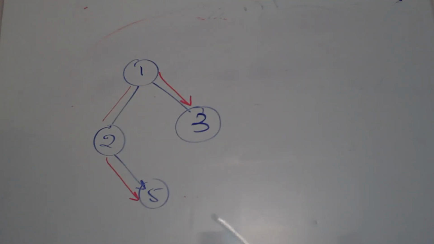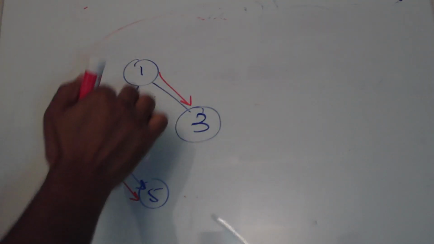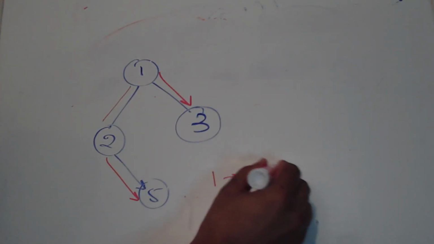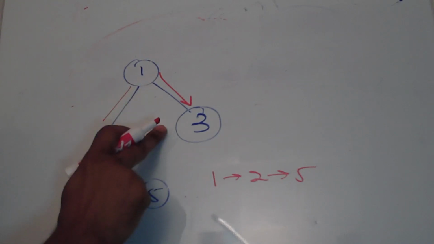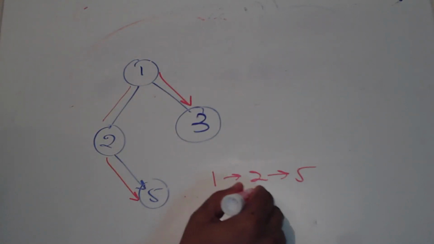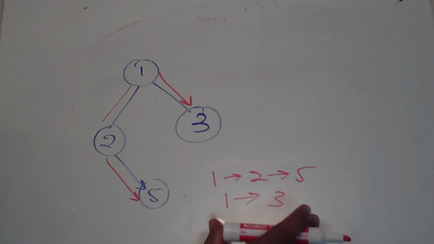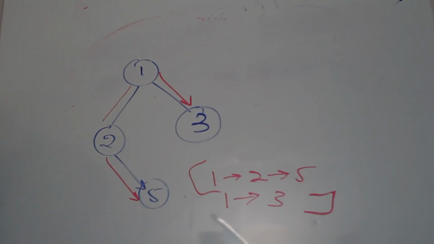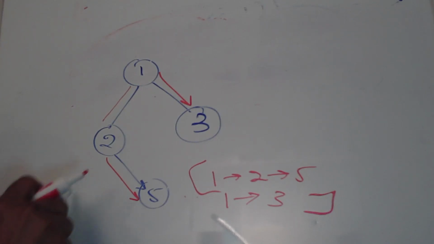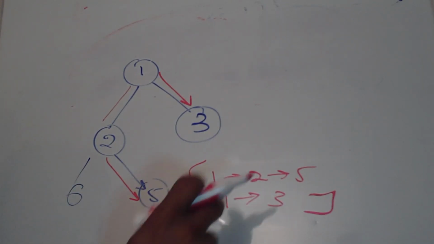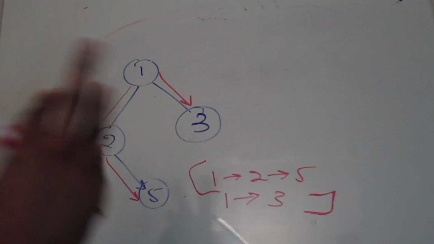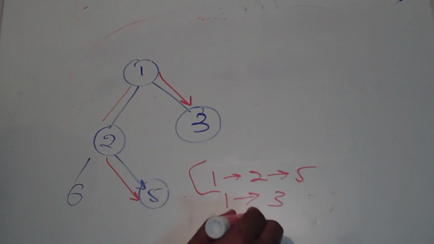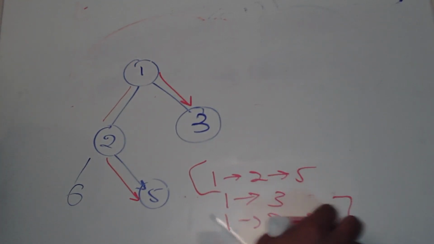In this case we have to return, this is one root to leaf, that is 1 to 2 to 5, and another root to leaf is 1 to 3. This is what it wants as an array. So basically if there is maybe another node, let's call it 6, then the output would become 3 paths, and another would become 1 to 2 to 6.